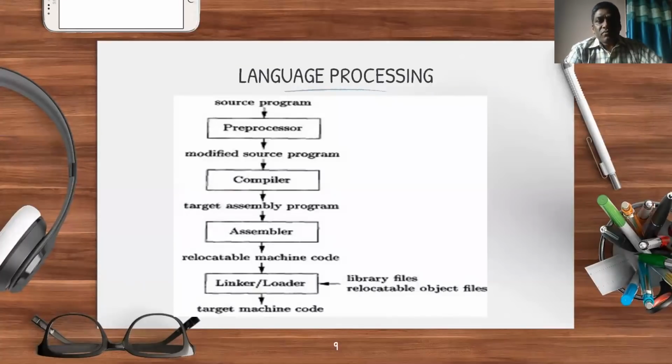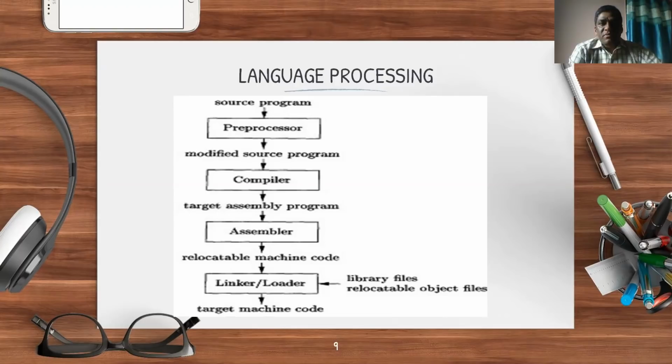Whatever output you got from the preprocessor will be called the modified source program. It will be transferred to the compiler. The compiler takes this modified source program and translates it into some target assembly program. This step is actually invisible in most compilers because you cannot see the assembler as part of it. Compiler and assembler are integrated together so that we directly get the machine code, the relocatable machine code.